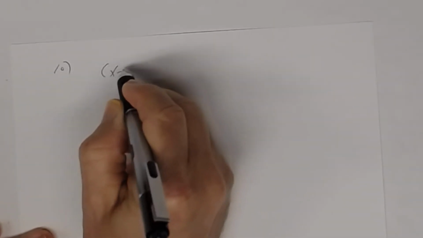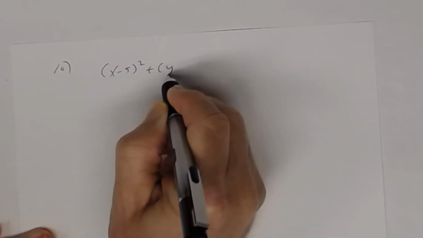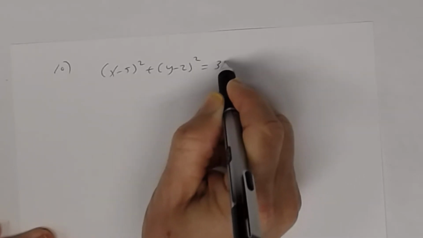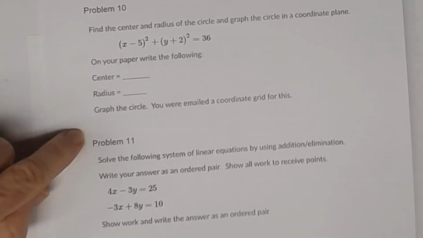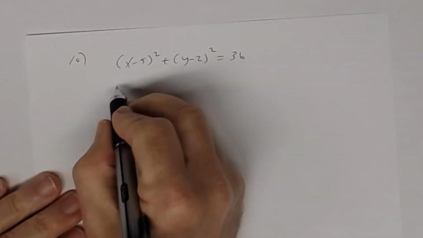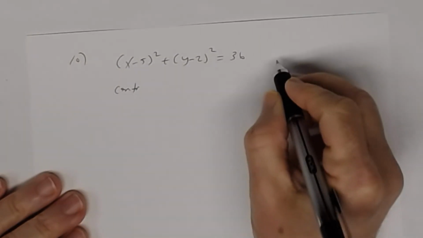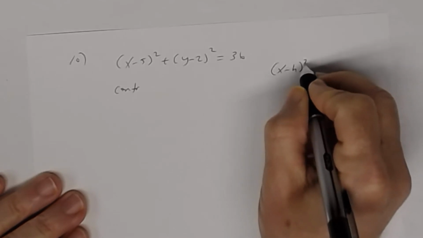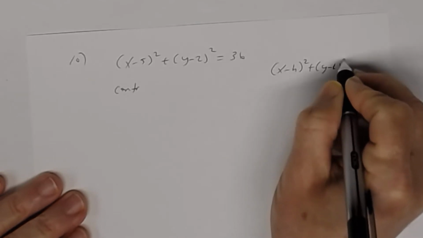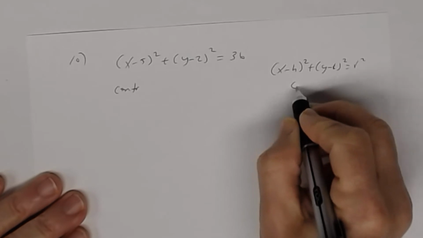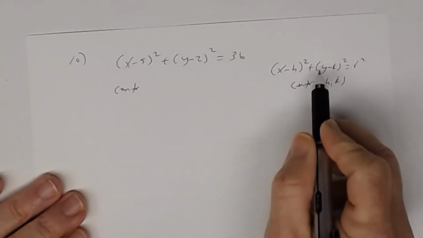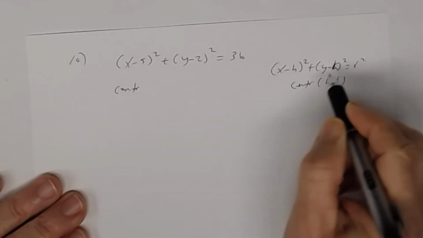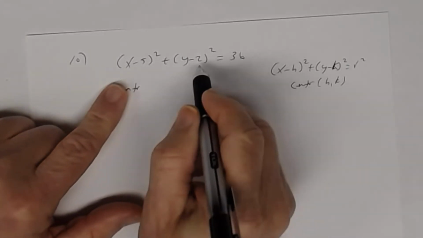So we have (x − 5)² + (y + 2)² = 36, and you're asked to determine the center and the radius, and you want to graph it. So the center, now remember, (x − h)² + (y − k)² = r², where the center is (h, k). So it's x minus, y minus, right? And that should be a plus right here.